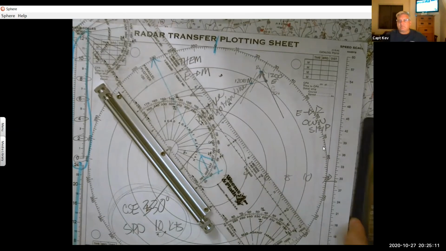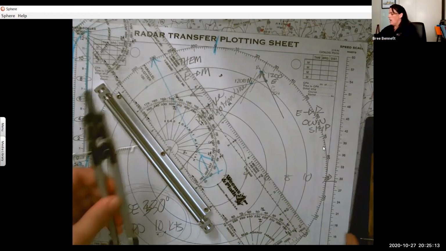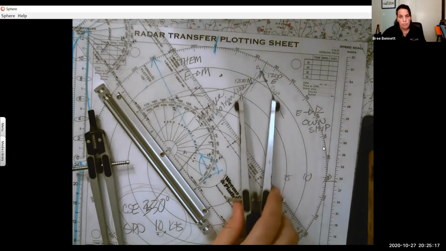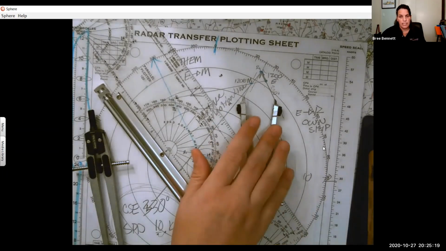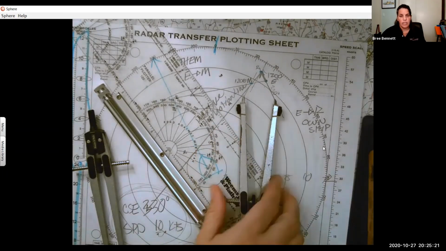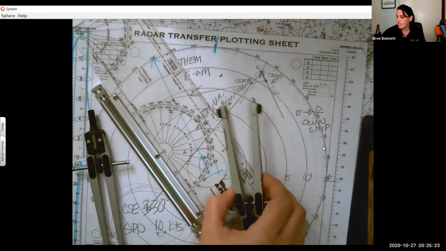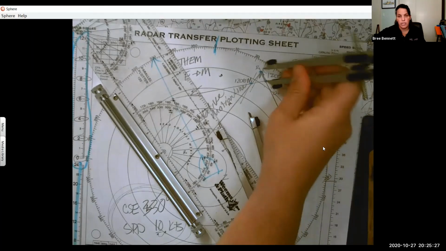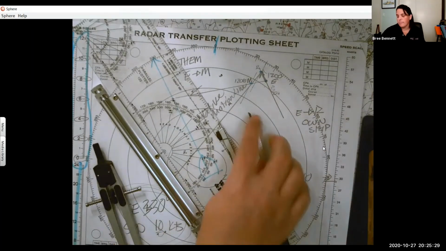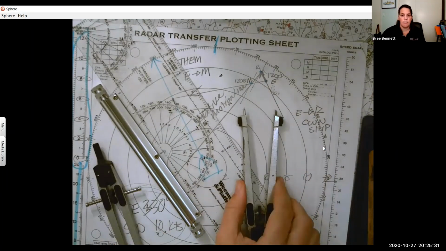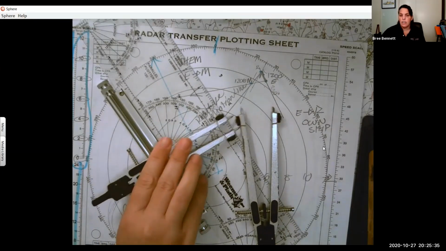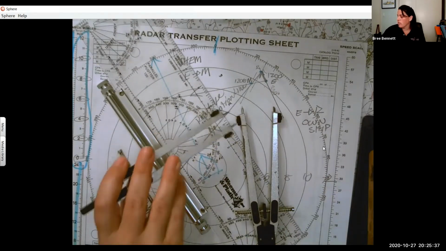And then you'll want your dividers. I actually like doing the compass on the radar plotting sheet. That's one pointy end, one pencil end. That way, sometimes it's easier than just trying to scratch it and remember where you put it. I tend to use the compass, one pointy, one pencil, rather than the dividers, but either one will work.